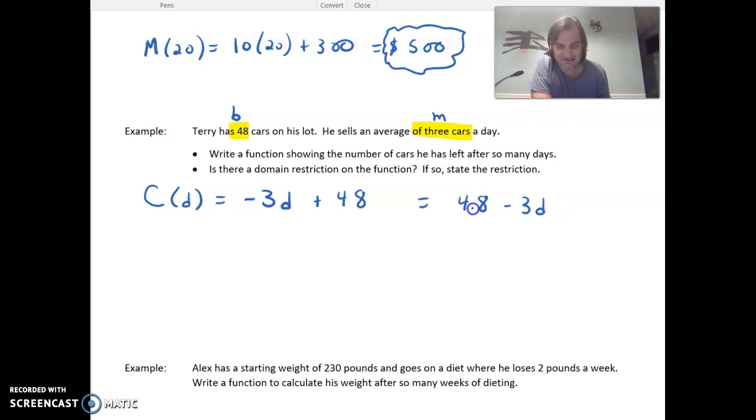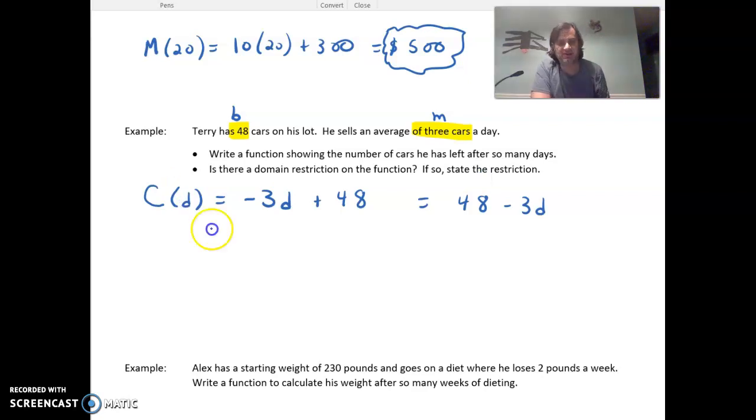So at 0 days he still has 48, that's when he started. At 1 day he's going to subtract 3, so he'll be down to 45. After 2 days he's going to subtract another 3, so he'll be down to 42, and so on. Okay, and it says, is there a domain restriction on this function? Okay, so let's see. He cannot sell more cars than he has. So if we're going to talk about this as a domain, the least amount of days this function would work for would be 0. Would be when he first starts off and still has all his cars.